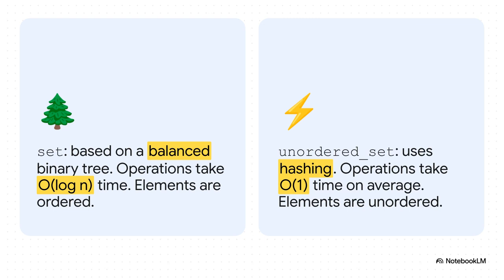But here's the catch. The drawers are in no particular order. It's a total mess inside. So the choice is all yours. Do you need your stuff to stay sorted, or do you just need the absolute fastest possible lookup speed?